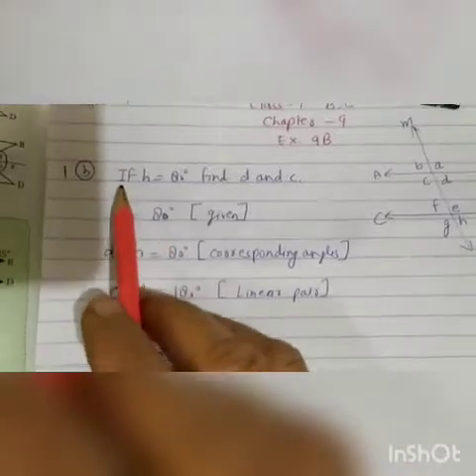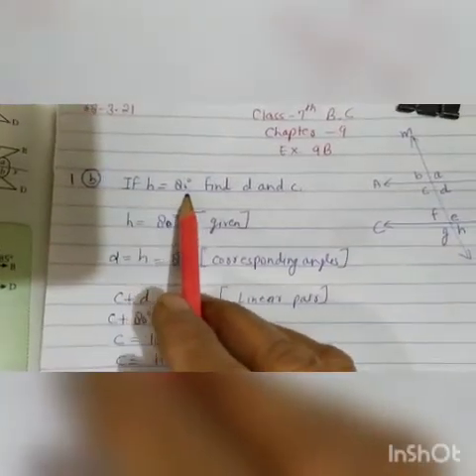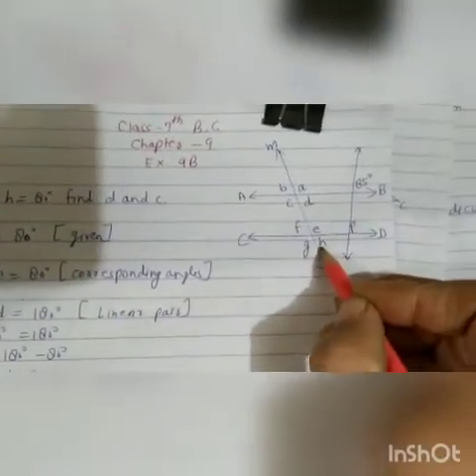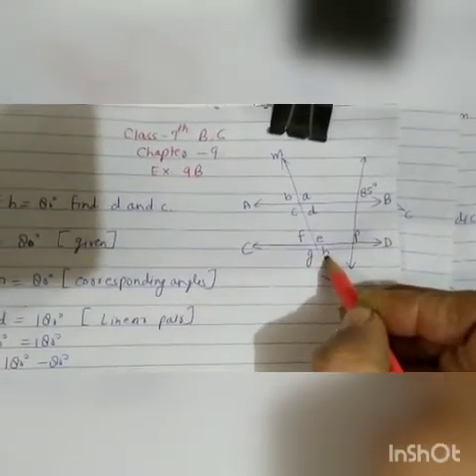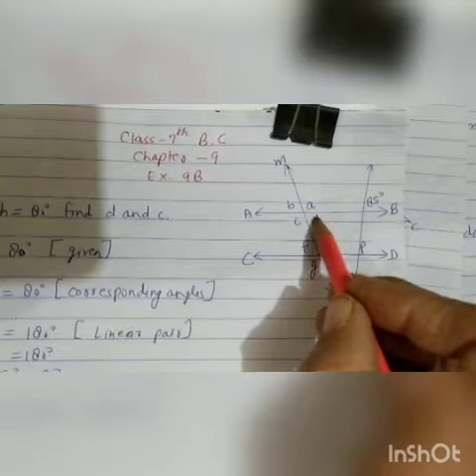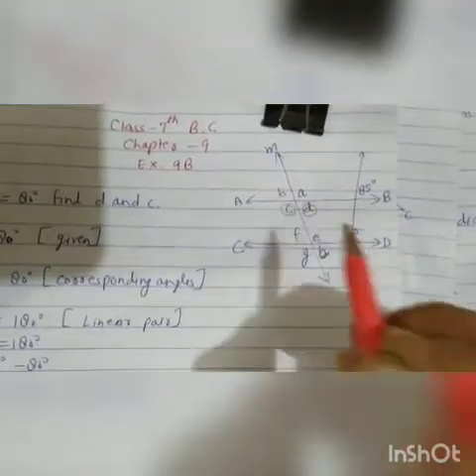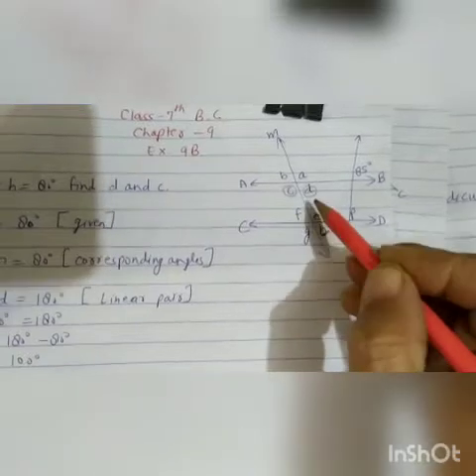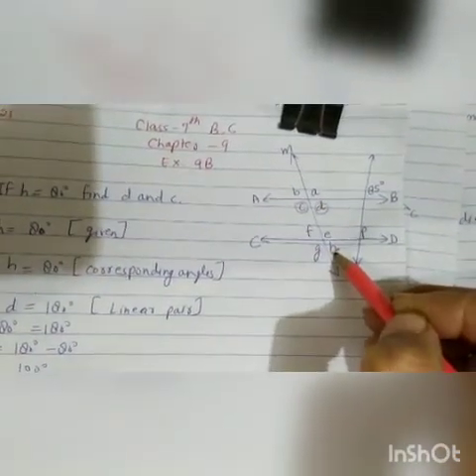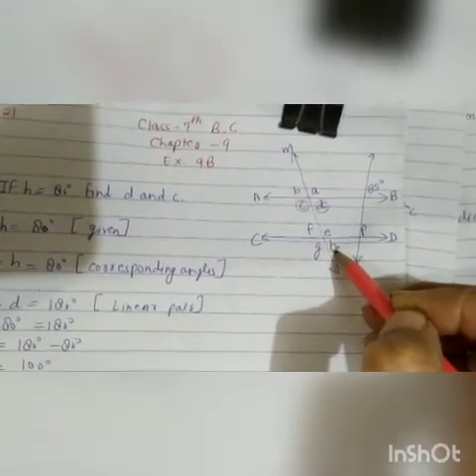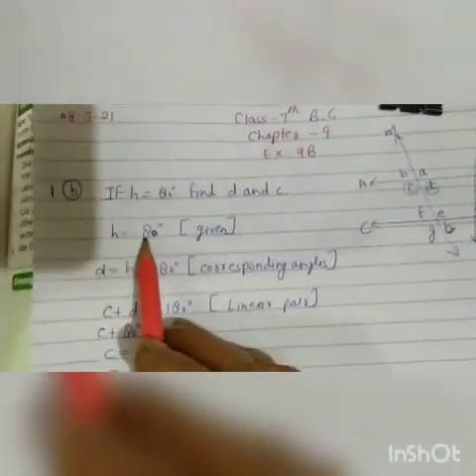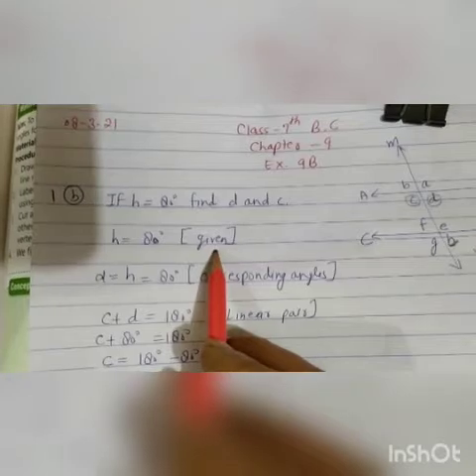In B part, if H is equal to 80 degrees, then find D and C. This time we are given H and we have to find D and C. So see students, D and H: what is the relation between D and H? Which type of angles are they? They are corresponding angles. So H is equal to 80 degrees, given in the question.